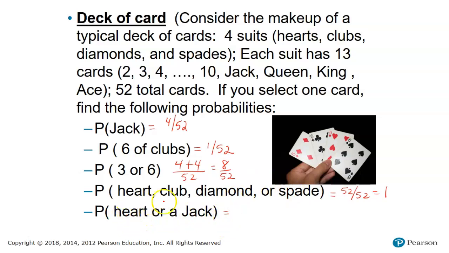And then this last one, the probability of a heart or a jack. If I think about it, there are 13 cards that are hearts, and there are 4 cards that are jacks. But there's one card that is both a heart and a jack. So it's getting counted in this group and in this group. So I need to take that away and then divide by the 52. This is actually using the addition rule that we'll talk about next class. So that's going to be 16 out of 52.